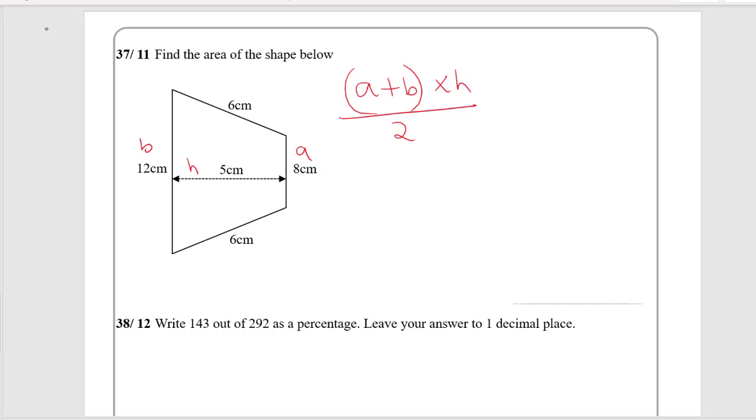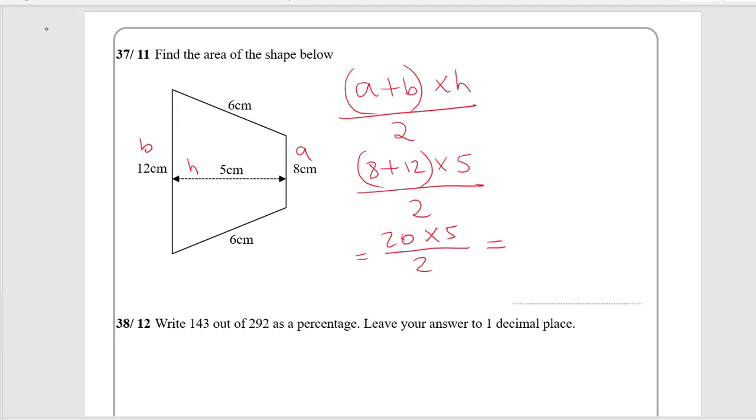Some people will make a mistake of labeling this 6 and 6 as height. It's always a vertical height, a straight height. So let's add 8 and 12. So 8 add 12 times this by the height, which is 5, then divided by 2. You can type this all in your calculator, or you can just simplify it: 8 add 12 is 20 times by 5 divided by 2.